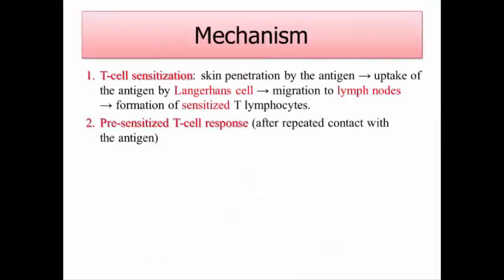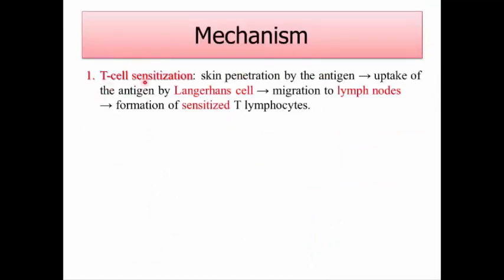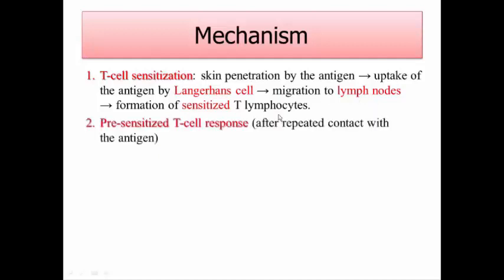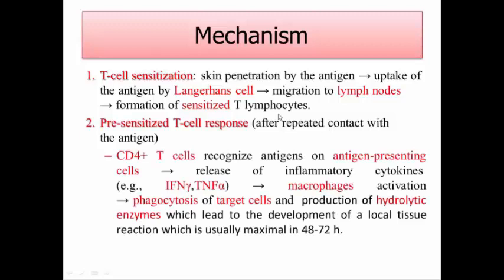So, what is the mechanism of type 4 hypersensitivity? The first step is T cell sensitization on the first exposure. Let's take a skin allergen. It will penetrate the skin, be taken up by Langerhans cells, which are dendritic cells, and migrate to lymph nodes, leading to formation of sensitized T cells, and memory cells are formed. On re-exposure, on repeated contact with the antigen, the memory T helper cell will recognize the antigen on antigen presenting cells.